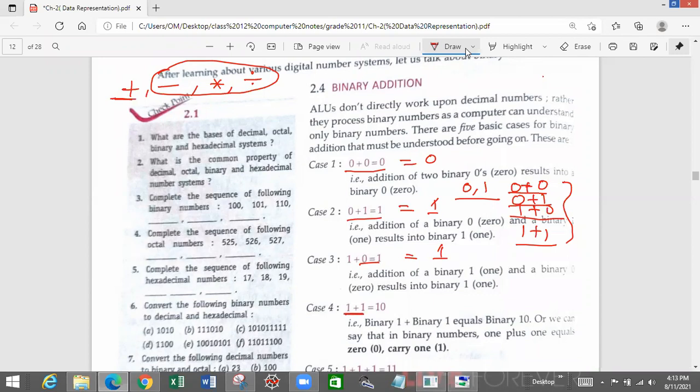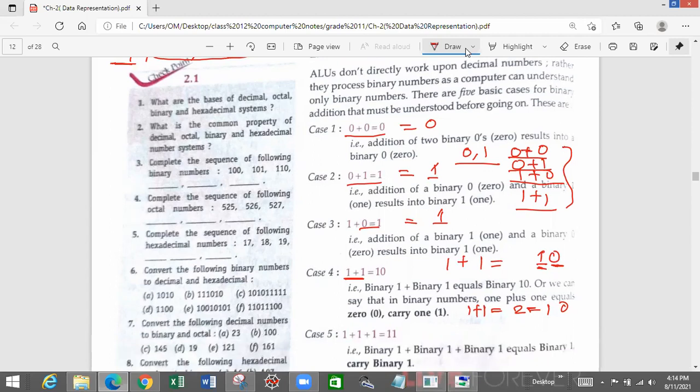Now, 1 plus 1 can be understood in many ways. The rule says that when you add a binary 1 with another binary 1, the result is 0 with a carry 1. This is the sum and this is the carry of the sum, so the answer is 1, 0. Another way of understanding it is that 1 plus 1 is 2 in normal mathematics, which in binary is 1, 0. So this is how we can understand these four rules.